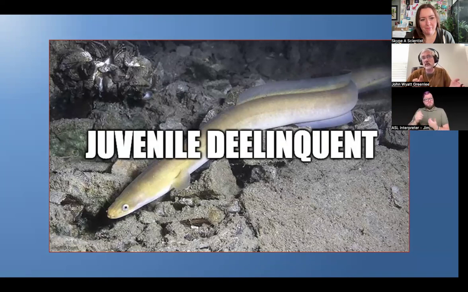In the wild, they'll live between 10 and 20 years, although in captivity, they've lived up to about 75 years, so they can be quite long lived. They'll do this as what are called yellow eels. They look yellow, as you can see here, and they are technically still juveniles at this point. They don't have a developed reproductive system at all.